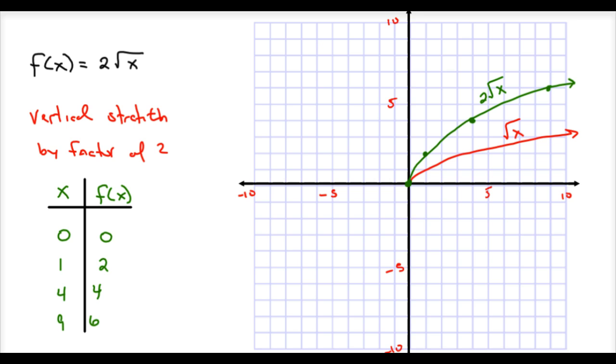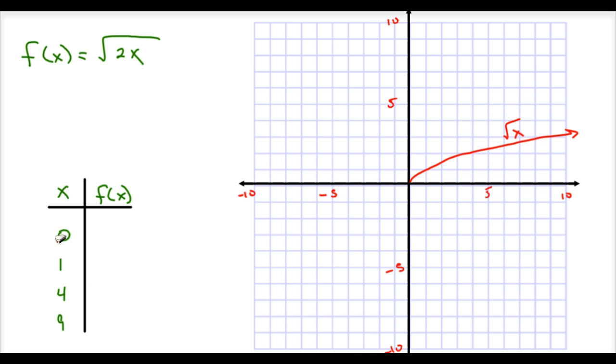Alright, so let's look at another example. Okay, here's our next example. F of x equals the square root of 2 times x, and now the 2 is on the inside. So what kind of transformation would this be? What kind of transformation would the square root of 2x be? A horizontal shrink. Okay, good. So it's going to be a horizontal shrink by a factor of, if it's a shrink, it's going to be by a factor of 1/2.